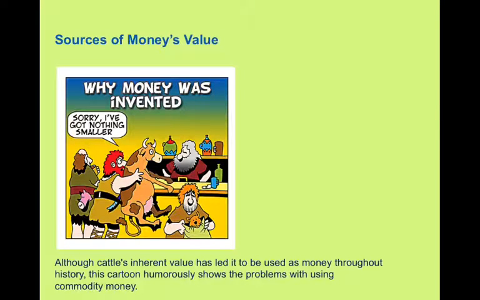Although cattle's inherent value has led it to be used as money throughout history, this cartoon humorously shows the problems with using commodity money. It's not very portable, is it? It's certainly not easily divisible, and it might not even be durable. So cattle doesn't really meet very well a lot of the characteristics that are necessary for something to be used as money.